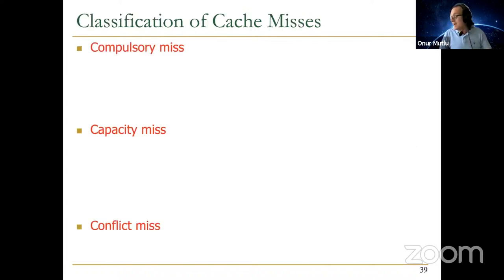Okay, so let's classify the cache misses. We've kind of talked about this, but now I'm going to formalize it a little bit. There are three types of cache misses. Actually, there are four types. A coherence miss, potentially, but that arises in multiprocessors, so I'm not going to talk about that here. But if you take the multiprocessors lecture or watch it, we talk about coherence misses a lot. But compulsory, capacity, and conflict misses. Let's take a look at that.